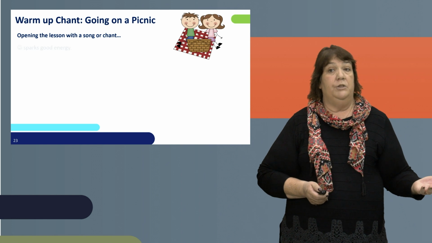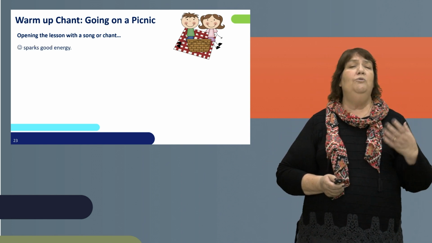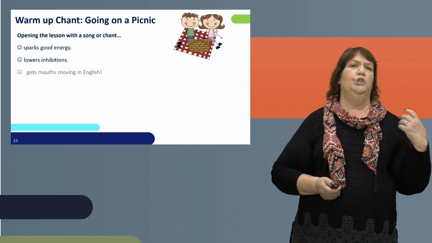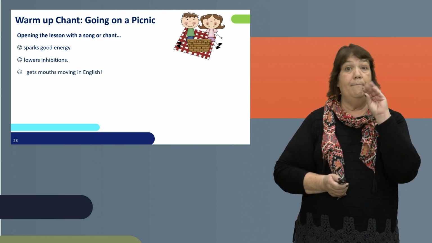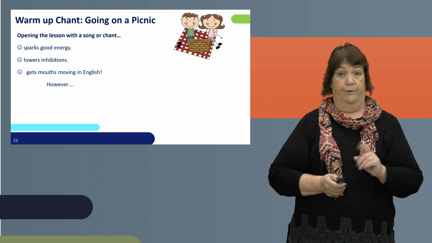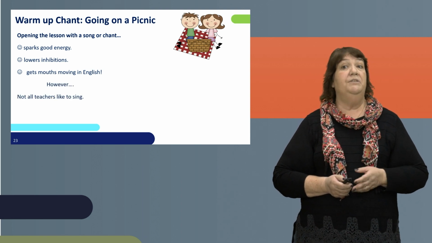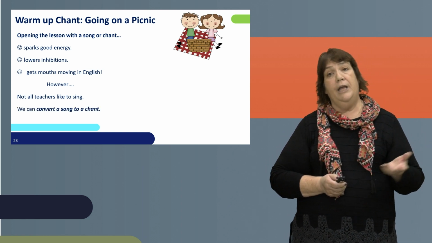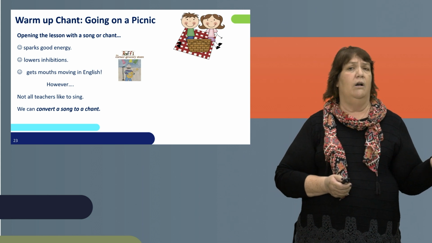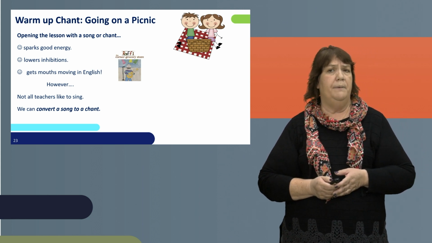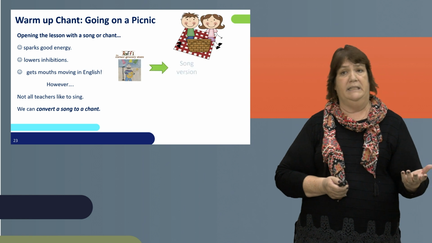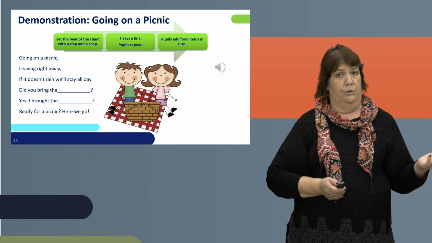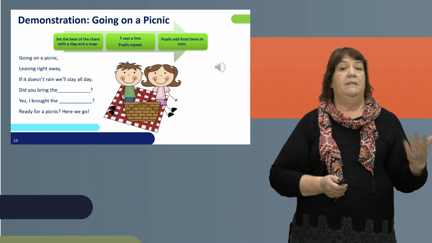A warm-up chant that you saw here, going on a picnic, is a great way to get energy sparked in the classroom, to lower inhibitions, to get the mouths moving in English. However, not all teachers love to sing. So we can take a song and turn it into a chant, which is what you saw here, the original song. Rafi's song, Going on a Picnic with Music, is lovely for teachers that like to sing. But we can actually convert it into a chant version, which is what you heard. And this was Going on a Picnic.